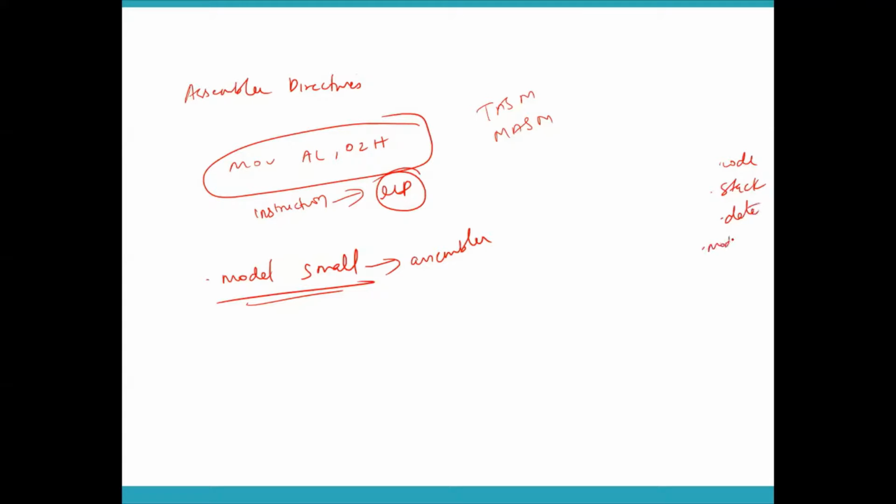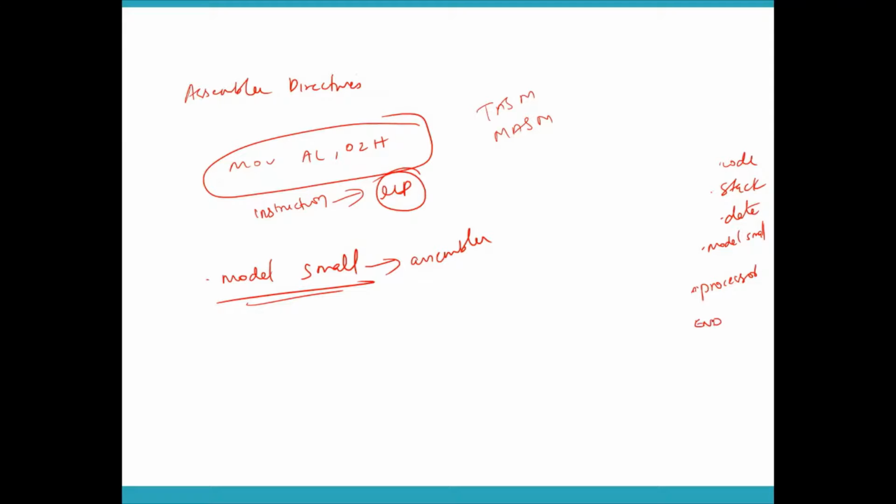We have used several assembler directives in our program, like .code, .stack, .data, .model small. Apart from these, there are several other assembler directives also. We will use certain assembler directives as we execute programs, so you will get to know some more when we discuss more programs in the lab sessions. I'll just list down some of them.